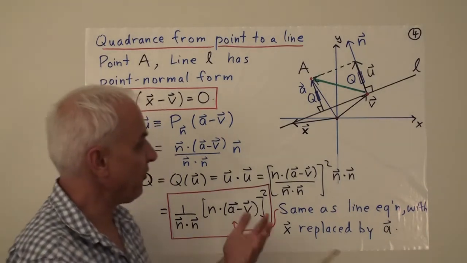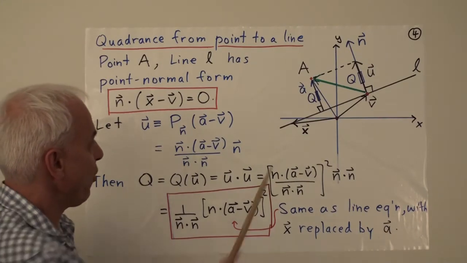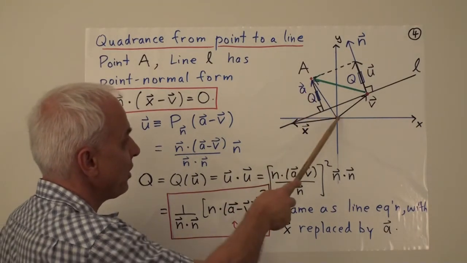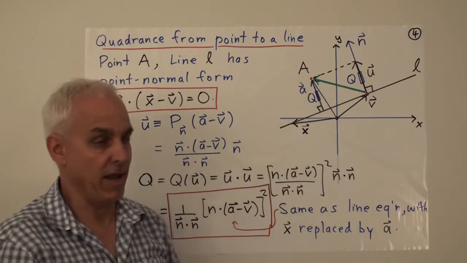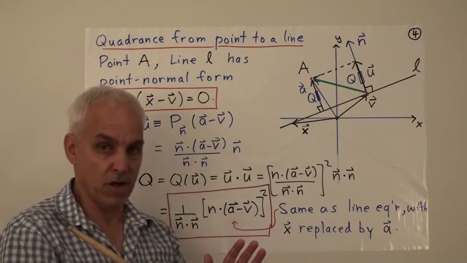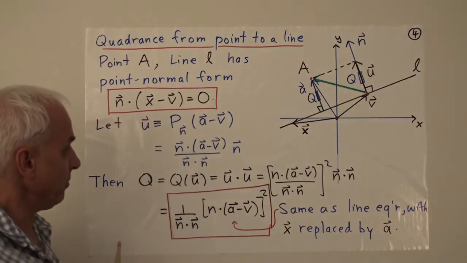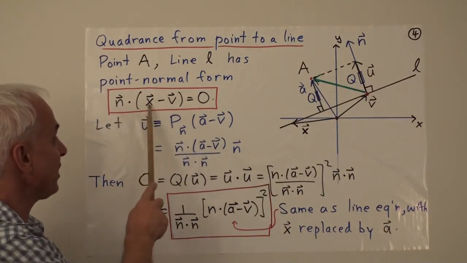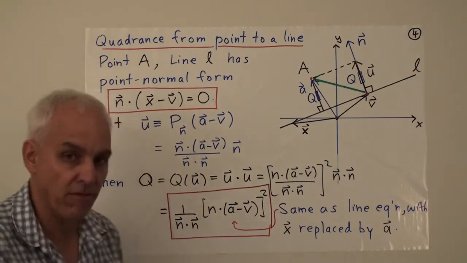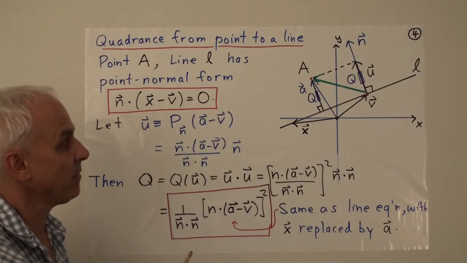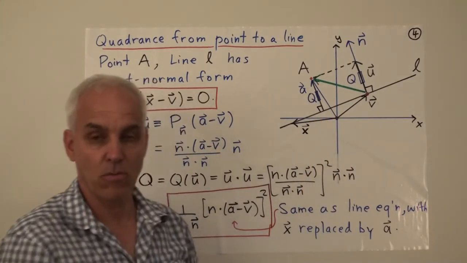Okay, so let's suppose that we have some information about the point A and the line L. Let's say that the point A has, first of all, coordinate vector little a. So the vector here is the coordinate vector for the point A. That's one of the things that we know. And we will also suppose that we know this line L in point normal form. So we know it has an equation of the form n dot x minus v equals 0. And we recognize that this means n is a normal vector for the line. So in this case, this vector here, n, is a normal vector.